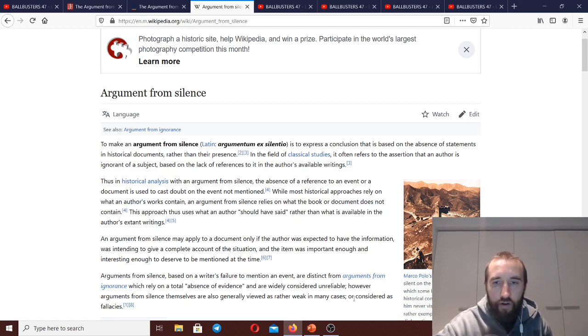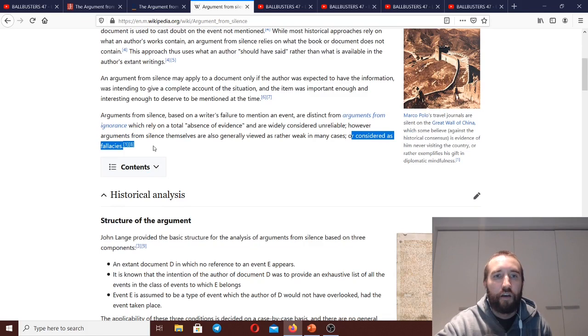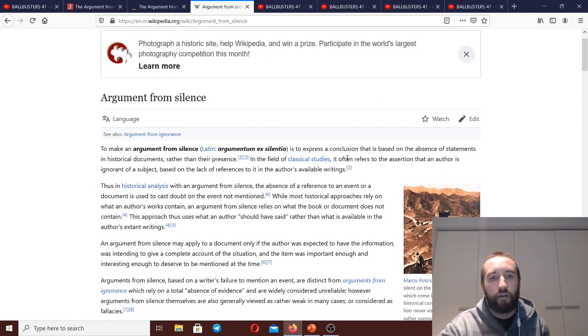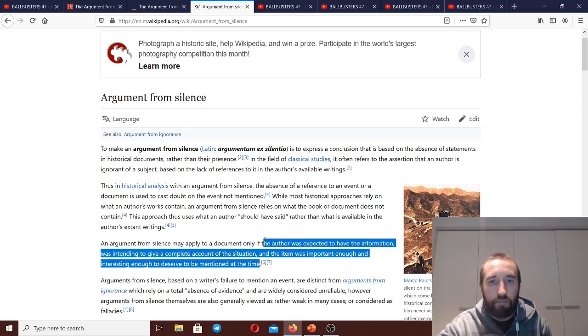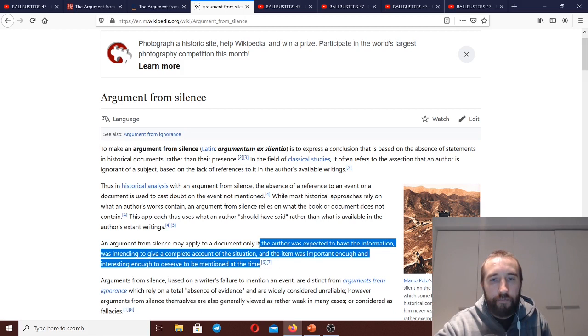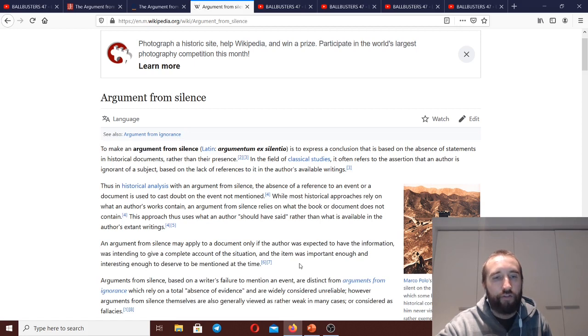So it says that here, or considered as a fallacy, but I think it's basically more like, if you read the actual journals, in any case, it's a weak argument, but if one of these three things, the author was expected to have the information, was intending to give the complete account, and it was interesting enough to be mentioned, if one of those is missing, then it's considered fallacious, obviously.